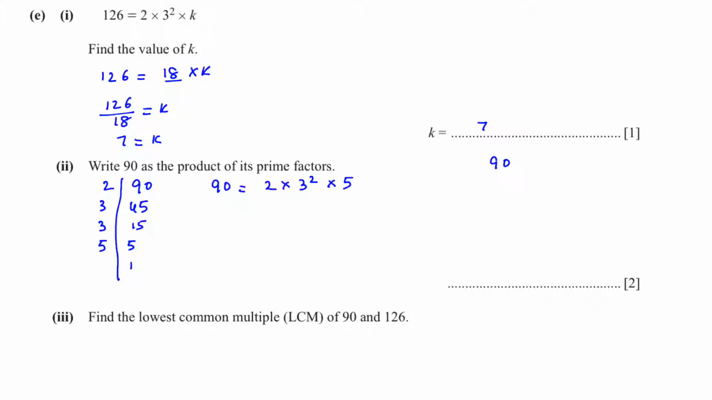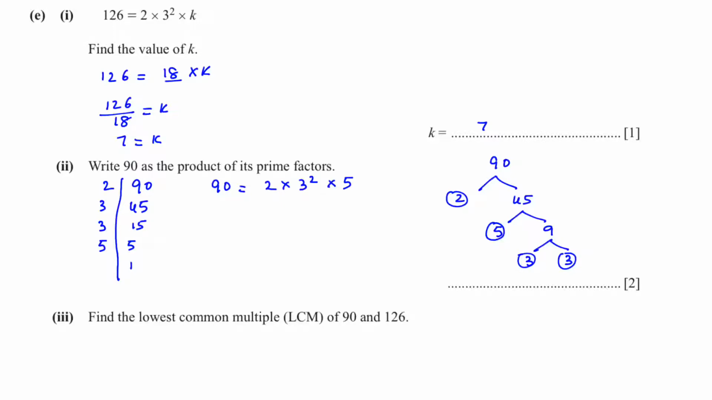The factor tree method is like this. 2 times 45 is 90. 2 is a prime number, so I circled it. 45 can be written as 5 times 9. 5 is a prime number, so I circled it. And 9 I can get by 3 multiplied by 3. And 3 is a prime number.